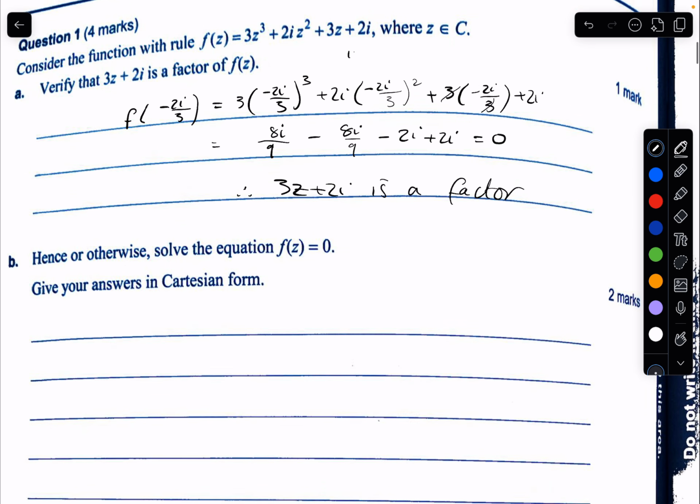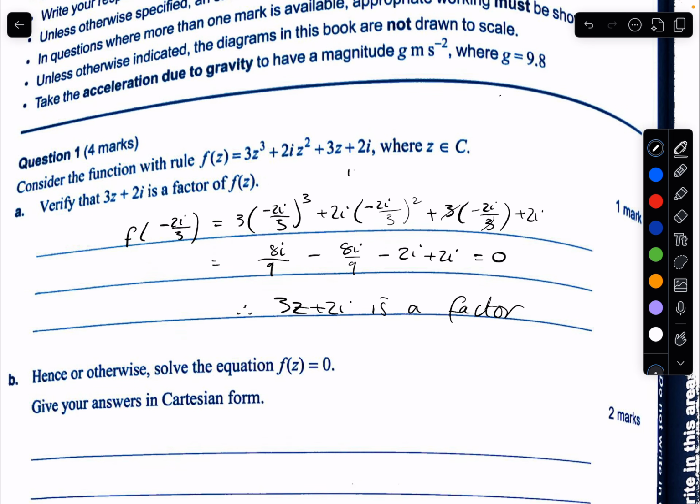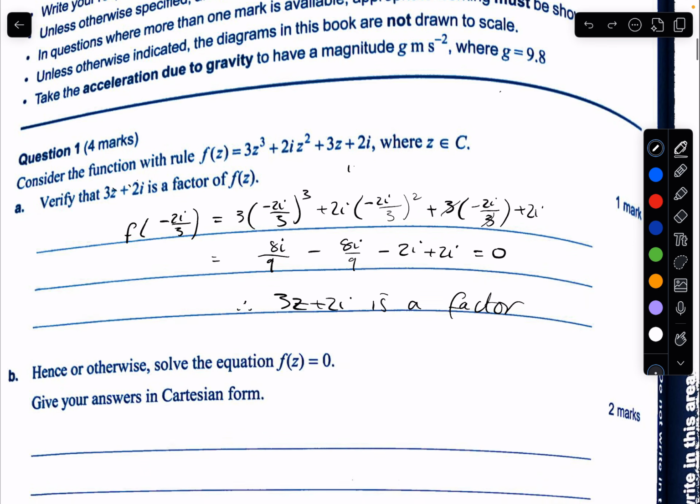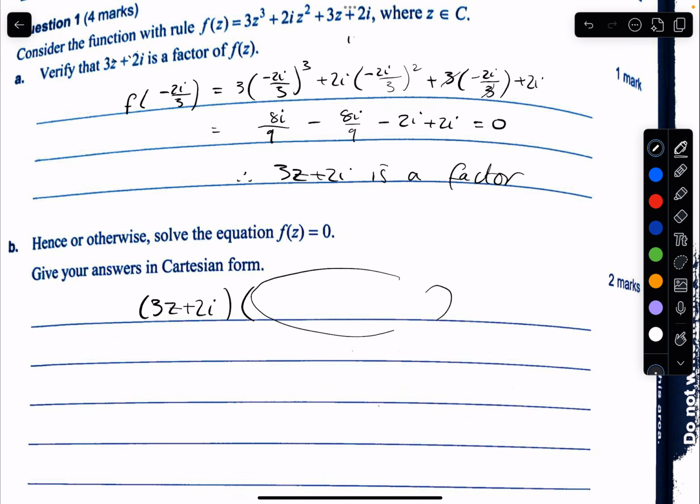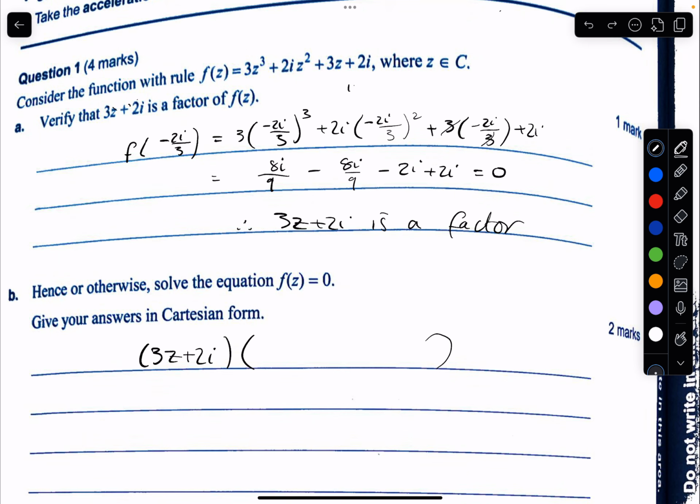So be very careful that we can't use the conjugate root theorem here, because this f of z does not have all real coefficients. If it did, we could say that 3z minus 2i is also a factor, but we can't do that here. So what we have to do is some long division. We know that 3z plus 2i and then something else, which is a quadratic, is going to help us factorize this.